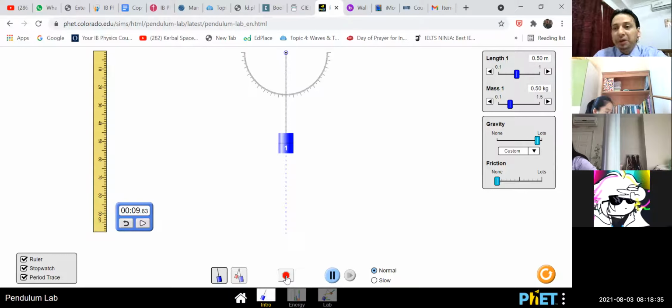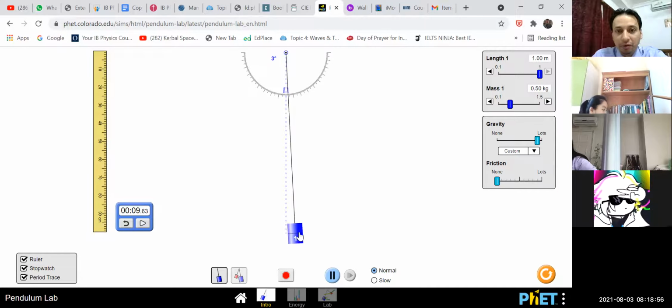Now I'm going to increase the length. Let's see whether it is going to change this time period. I want to take 1 meter now, students. I'm keeping the mass the same, the same gravity, the same friction. Nothing is going to change. Only we have changed the length. We will keep the same angle.